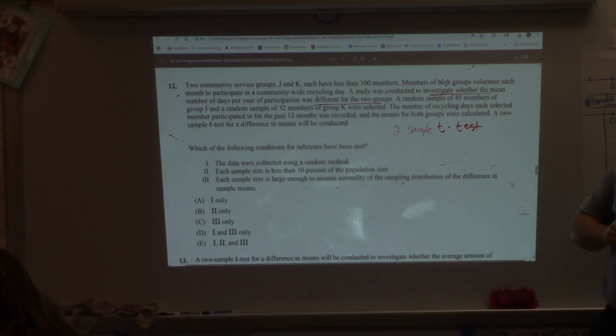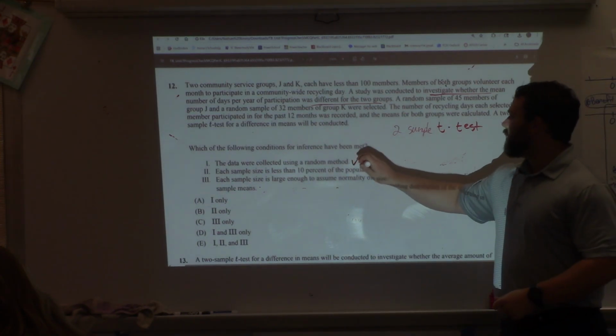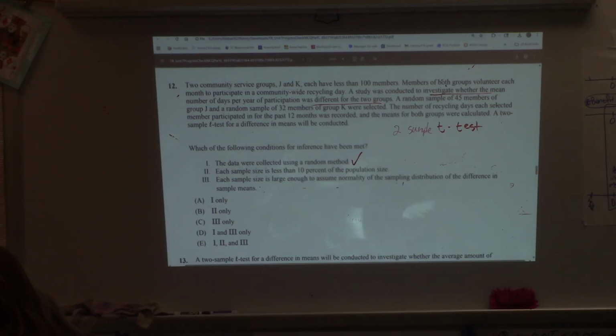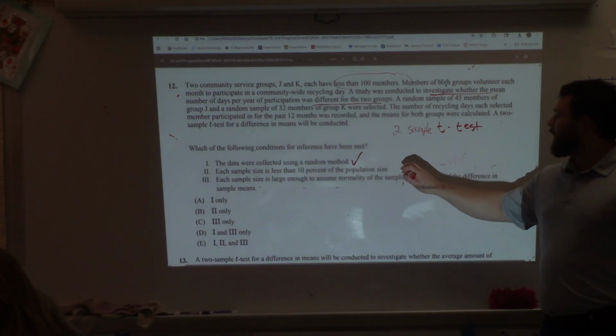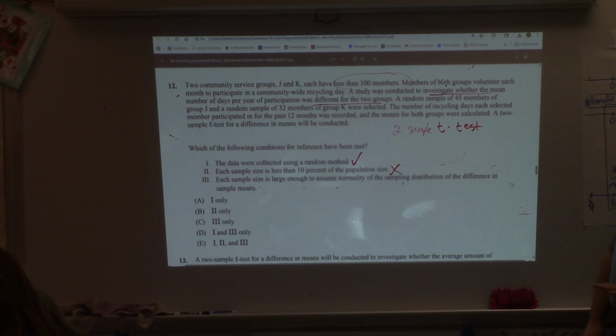Which of the following conditions for inference have been met? Were the data collected using a random method? Yes, no? Yes. It literally says random sample. Is each sample less than 10% of the population size? No. Each group has less than 100 members. So, would I even do an inference procedure here? Nope.